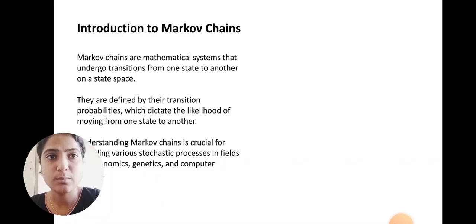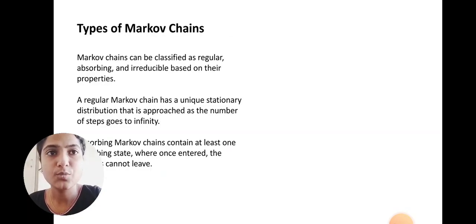Markov chains are used in mathematics. It is a system that undergoes transition from one state to another state. There are types of Markov chains. Markov chains can be classified as regular, absorbing, and irreducible based on their properties.